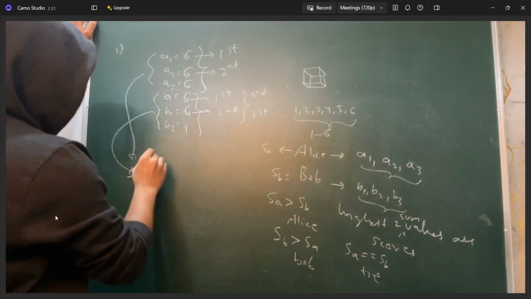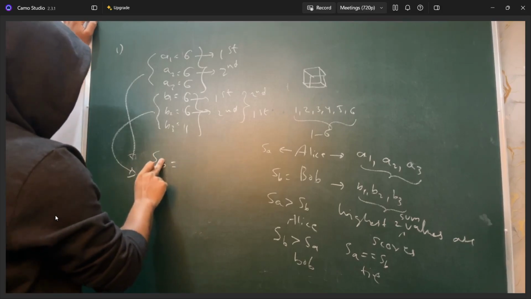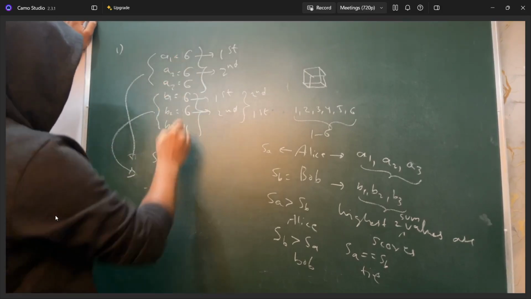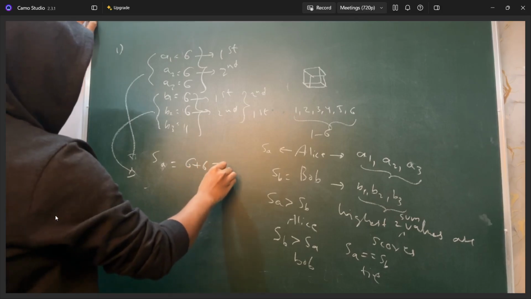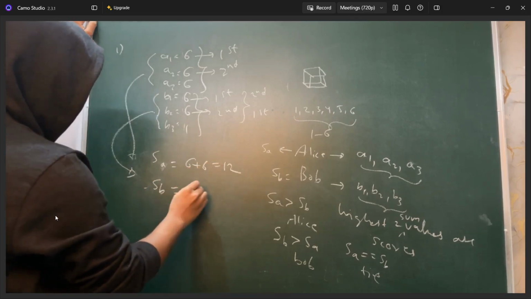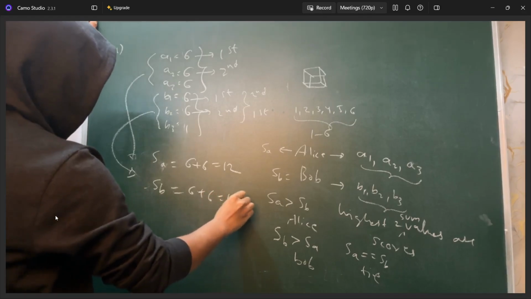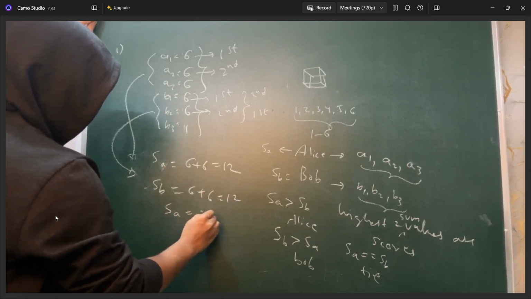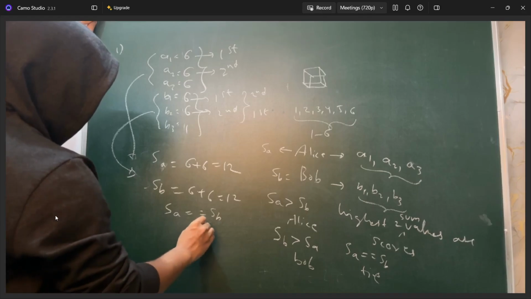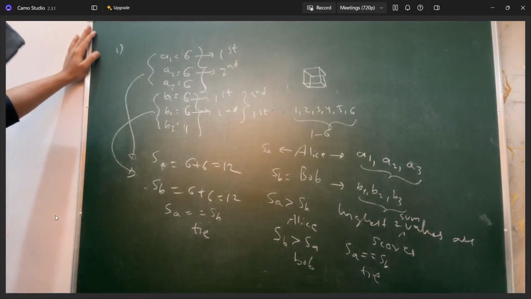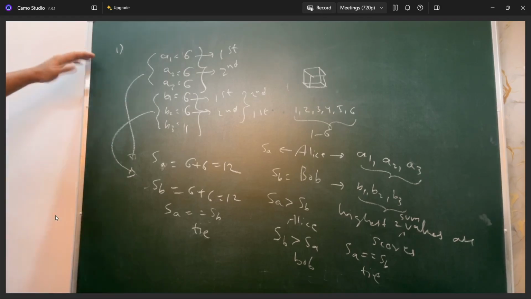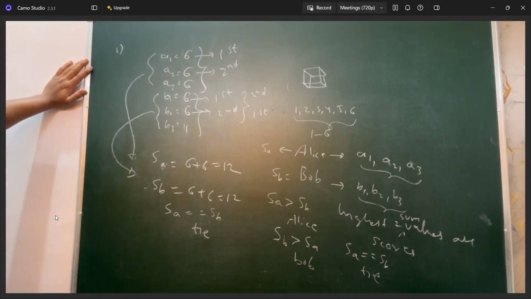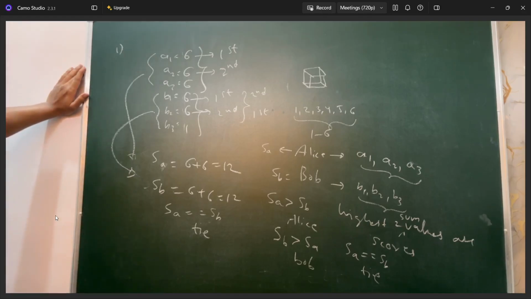But the score of Alice is going to be 6 plus 6, which is 12, and the score of Bob is going to be again 6 plus 6, which is 12. So in this case, the score of Alice is equal to the score of Bob. So in this case, there is a tie. So how do you find it now? This problem is easy, but you'll have to implement it in a way that is very easy.